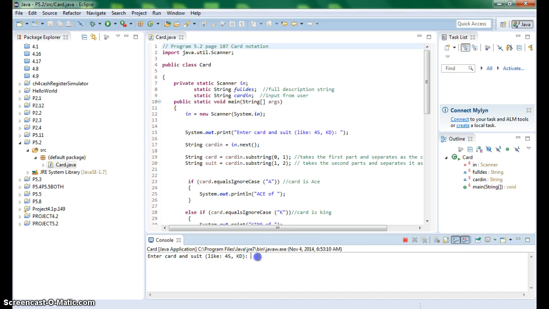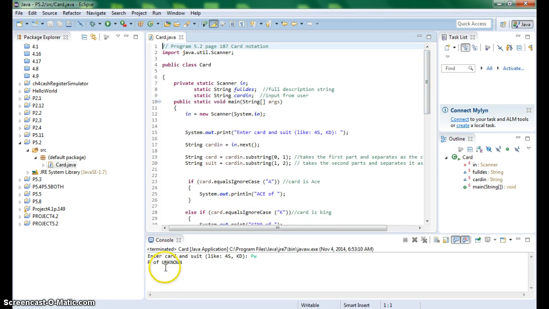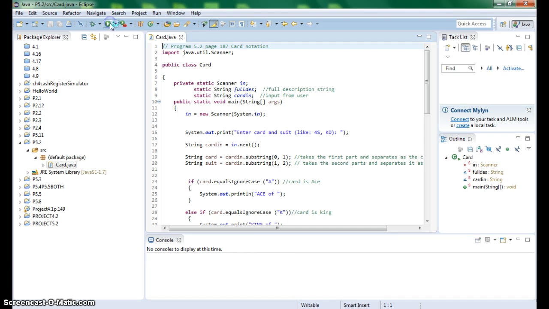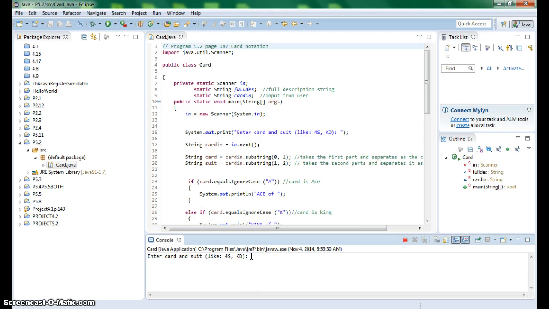Run it again. I'm going to put in something that's not right. I'm going to put in a PW. P of unknown. I did get the unknown in there, so it does know that that's not known. Let's see, I'll do a J and a D. Jack of diamonds. Okie dokie. So that's program 5.2, page 187. That's the card notation, and that is my second program.